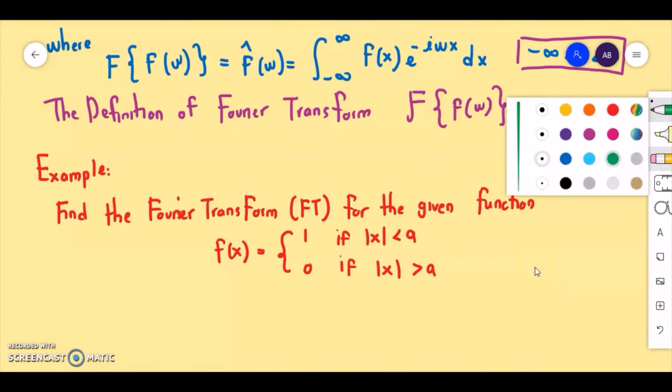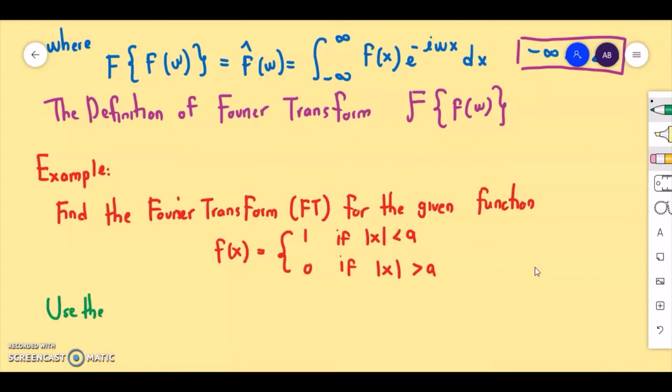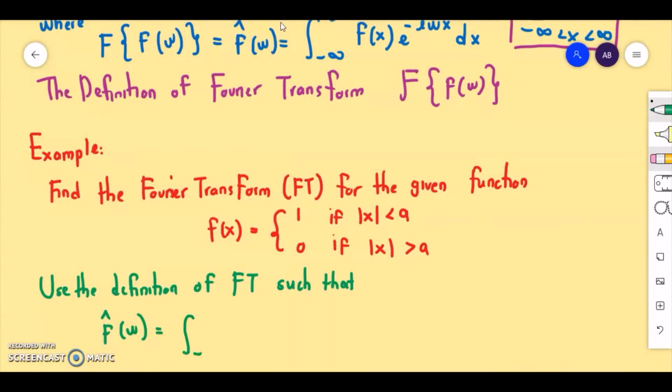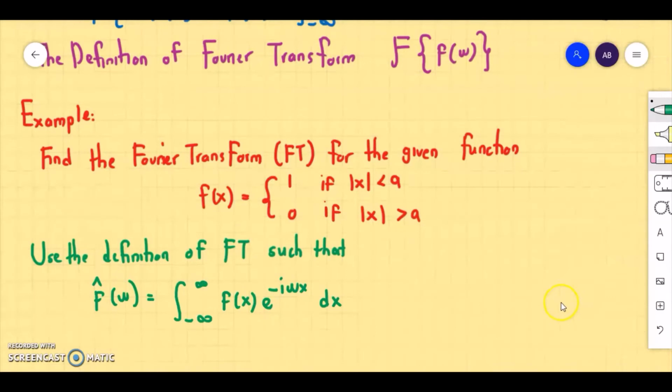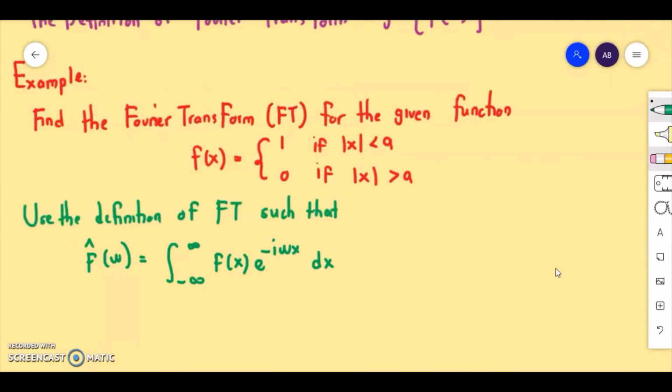I'm going to use a different marker for that. We use the definition of the Fourier transform. What's the definition? f hat omega equals the integral from minus infinity to infinity of f(x) e^(-i omega x) dx. Now we have to substitute f(x) using the two-piece piecewise function. If you look at this integral, it is 1 when less than a and 0 when greater than a, so we have the integral from minus a to a.